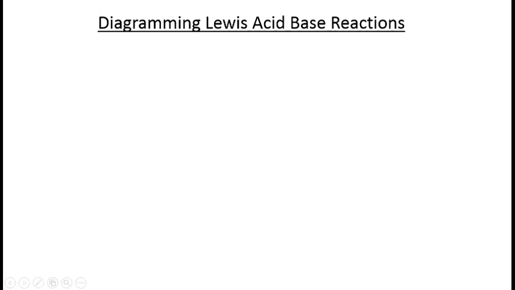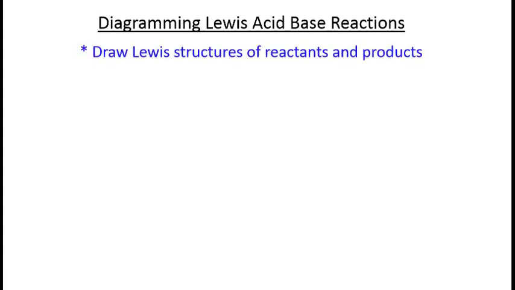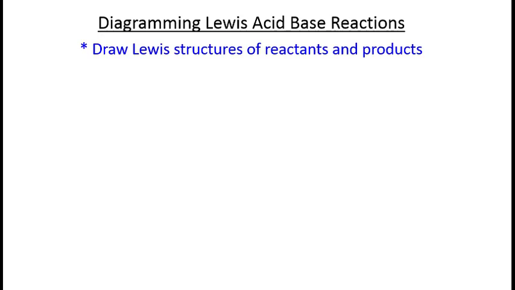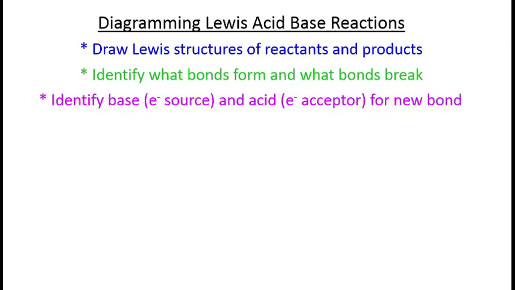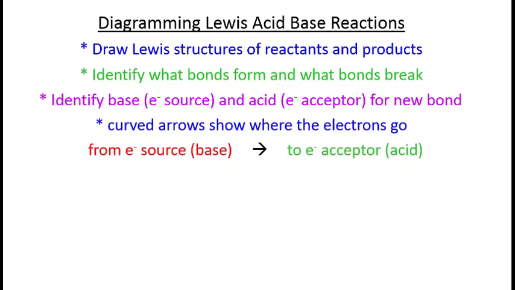To diagram a reaction, we need to start out by drawing Lewis structures of the reactants and products. In doing so, we should be able to identify what bonds form during the reaction and what bonds, if any, break during a reaction. For the new bonds that form, we can identify the Lewis base and the Lewis acid. Recall that the base is the source of the electrons for the new bond, and the acid is the acceptor of the electrons. What's new here is using curved arrows to show where the electrons go when new bonds are formed, or old bonds are broken.